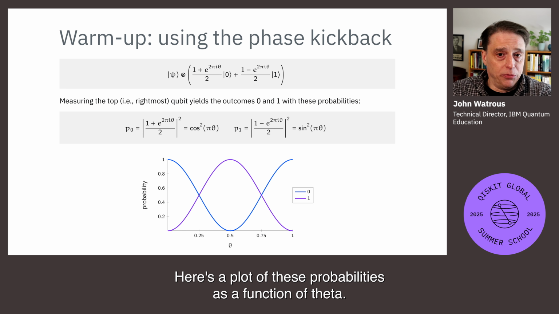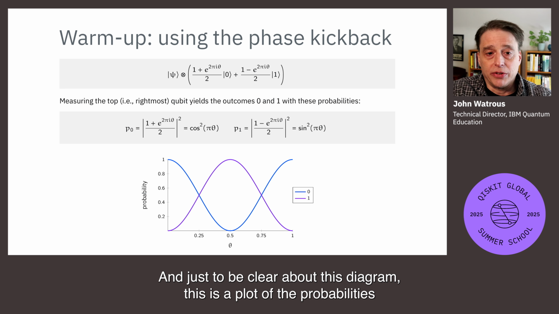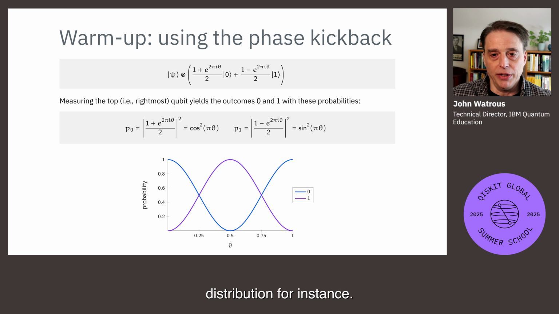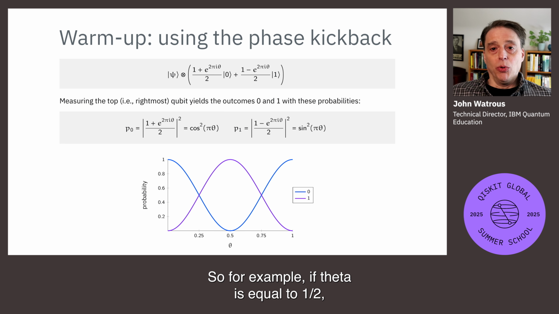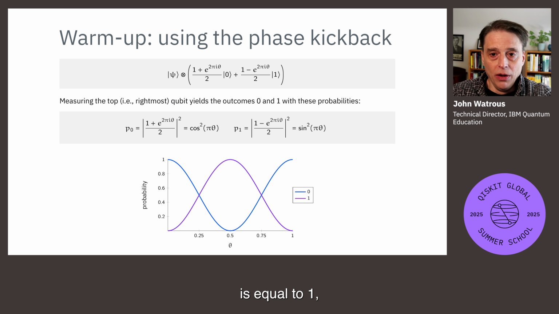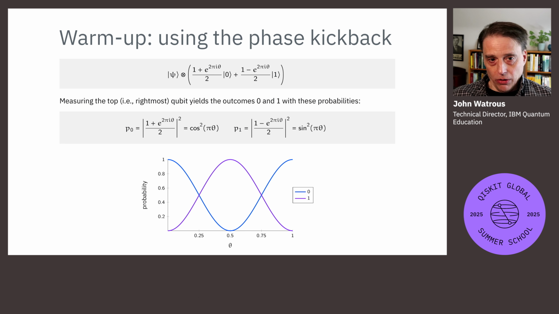Here's a plot of these probabilities as a function of theta. And just to be clear about this diagram, this is a plot of the probabilities themselves, as opposed to a plot that's depicting a single probability distribution, for instance. So for example, if theta is equal to a half, then the probability that we get the outcome 1, which is drawn in purple, is equal to 1, while the probability to get the outcome 0, which is drawn in blue, is 0.